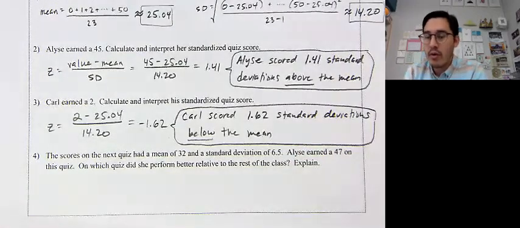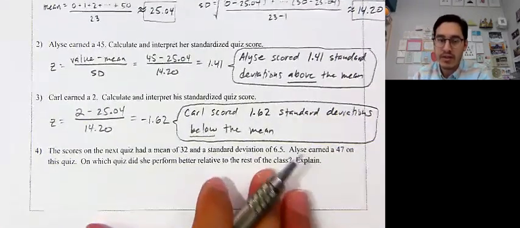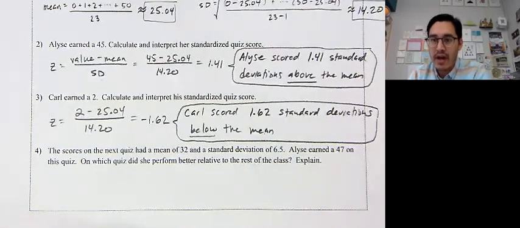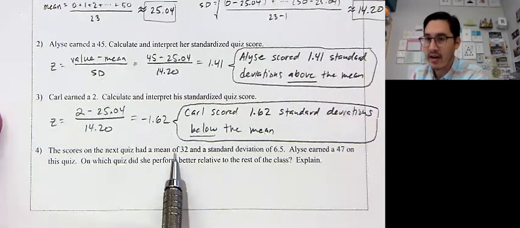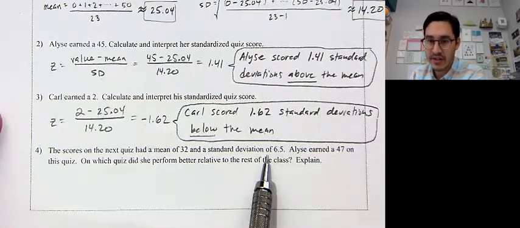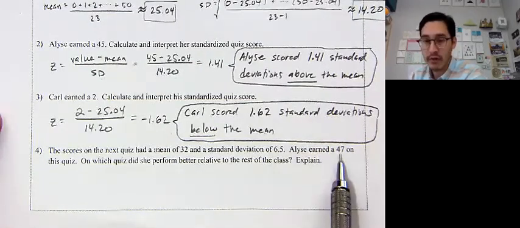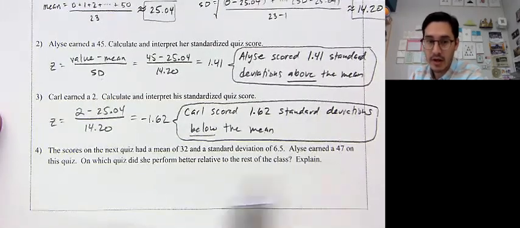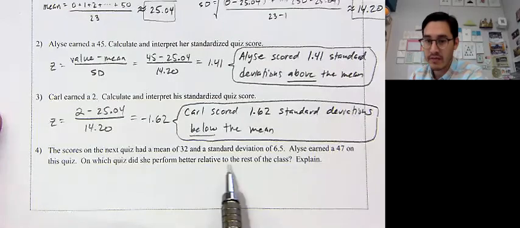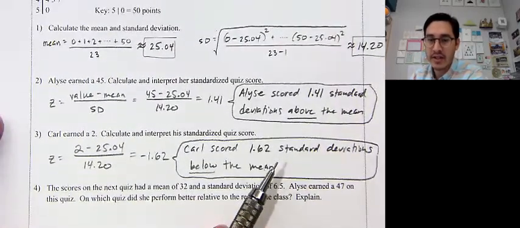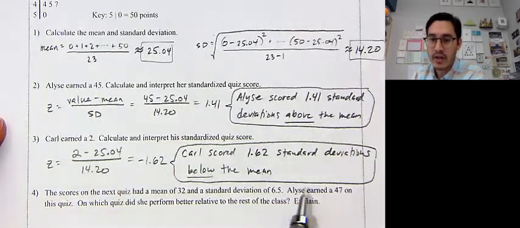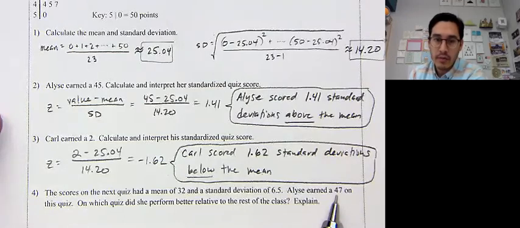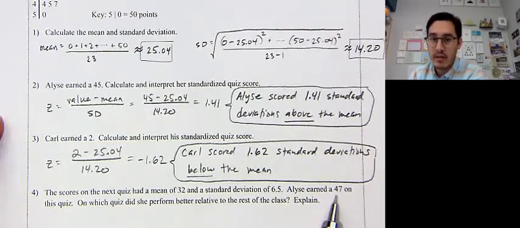All right, so one of the great benefits here with the z-score is it allows us to compare values that come from different distributions. Okay. So in question 4, we see that the scores for the next quiz had an entirely different mean and a different standard deviation. Okay. Elise scored a 47 on this quiz, right? On which quiz did she perform better relative to the rest of the class? So at first glance, someone might say, oh, 47 on this quiz, she had a 45 on the previous quiz. So, well, 47 is higher. So maybe we should just automatically assume that she did better on the second quiz.